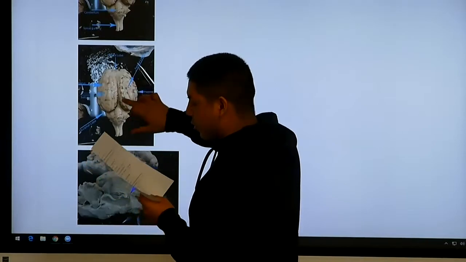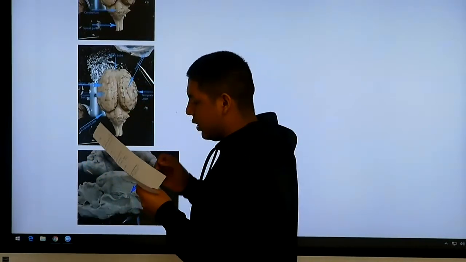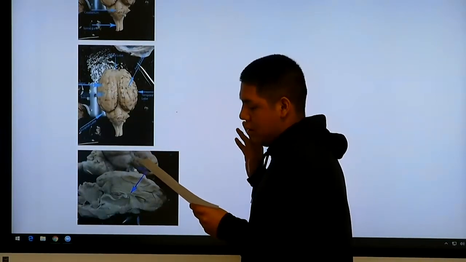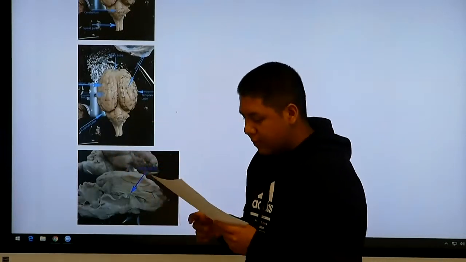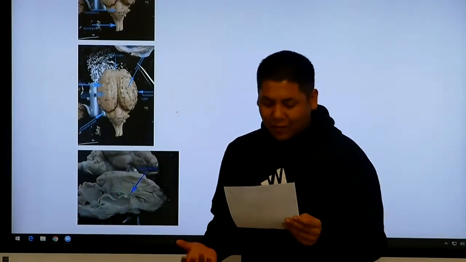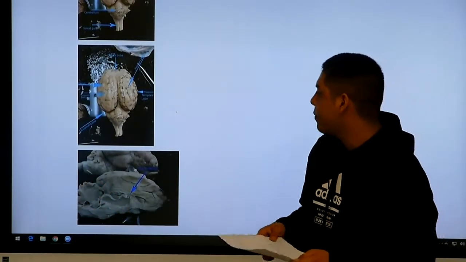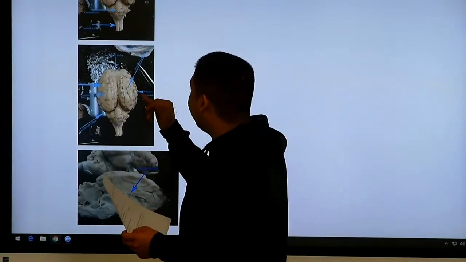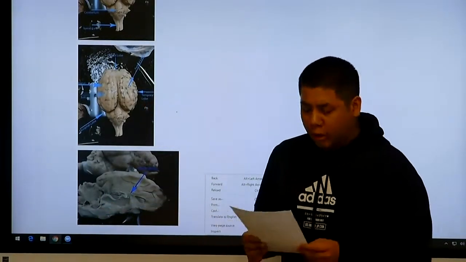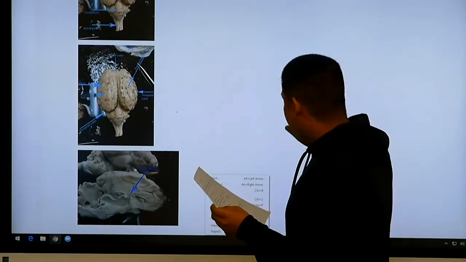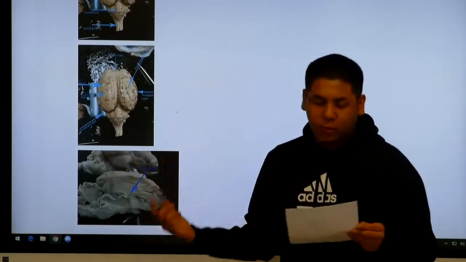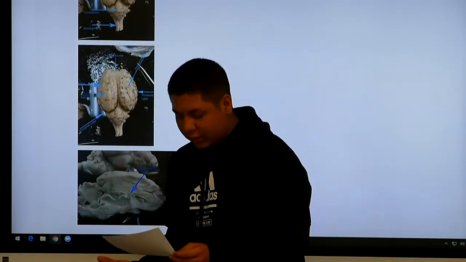This is the parietal lobe, which deals with touch, pressure, pain, heat, and somatosensory, which deals with body position and proprioception. Then these sides right here are your temporal lobe, and they deal with sound. Then in the back over here, that's the occipital lobe, and that deals with vision.